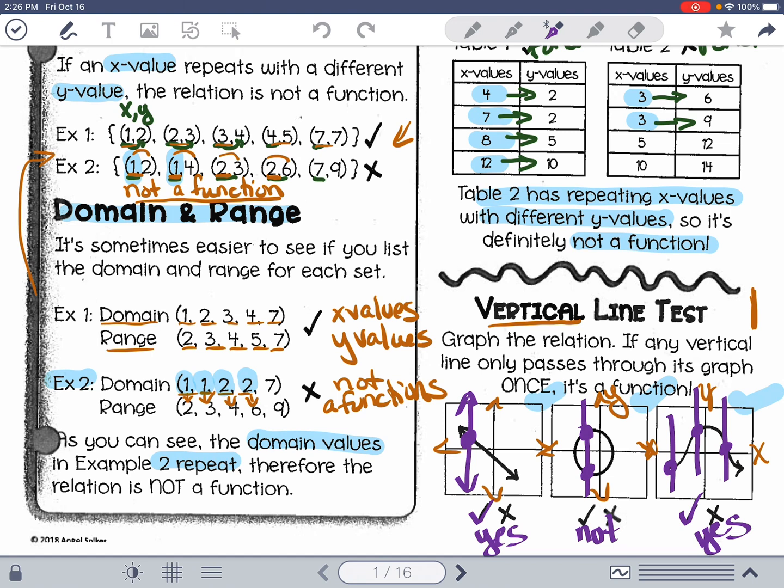Okay? So if it hits more than once on that graph, let me pick a different color. On that circle, it hit twice. Here it only hits once. I could draw another purple line, and it's only going to hit one time. As long as it only touches one time, it's a function.